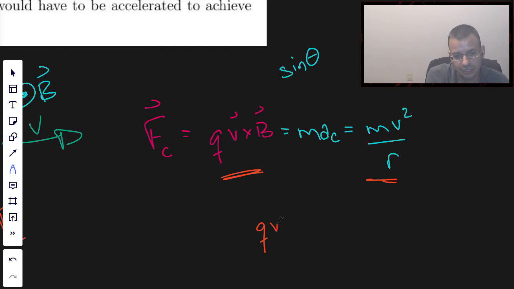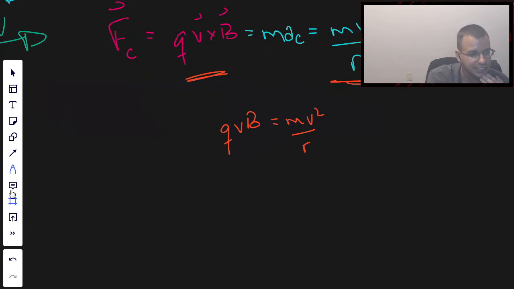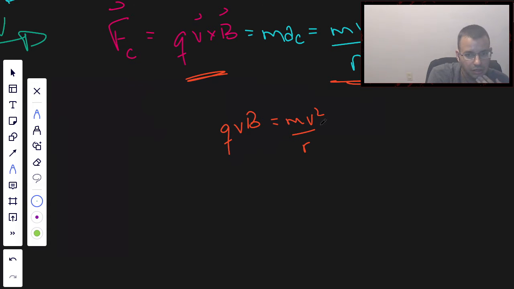So then I'm going to say QVB. I'm going to drop the cross product because we're just multiplying by sine of theta, where theta is the angle between the two vectors. They are perpendicular. Sine of theta is 1, therefore QVB. And then the vectors give us direction. I'm not going to worry about the direction. I know it's going to be down. It's going to be mv squared over r. One of the v's cancels out.